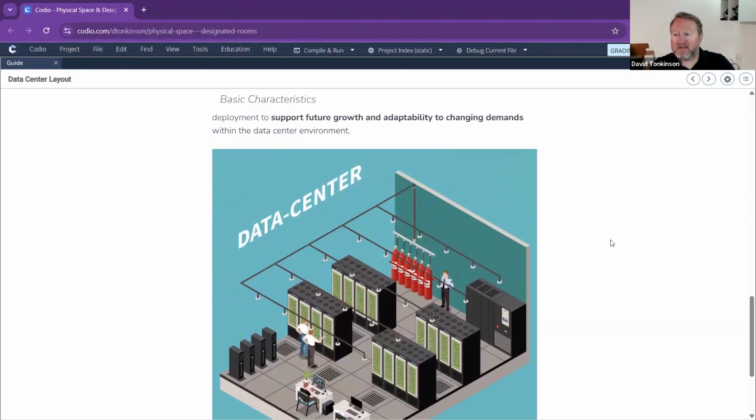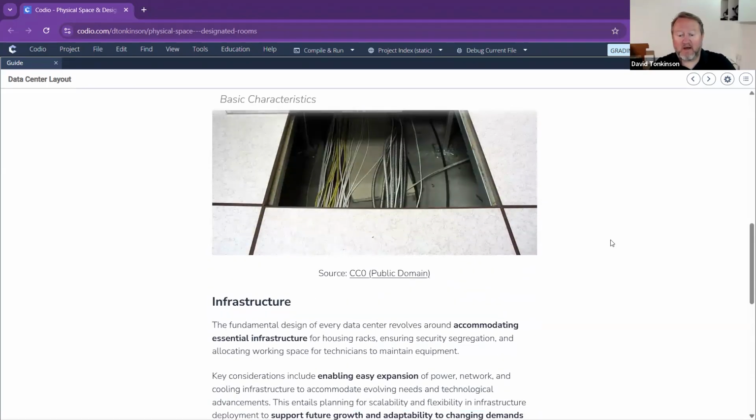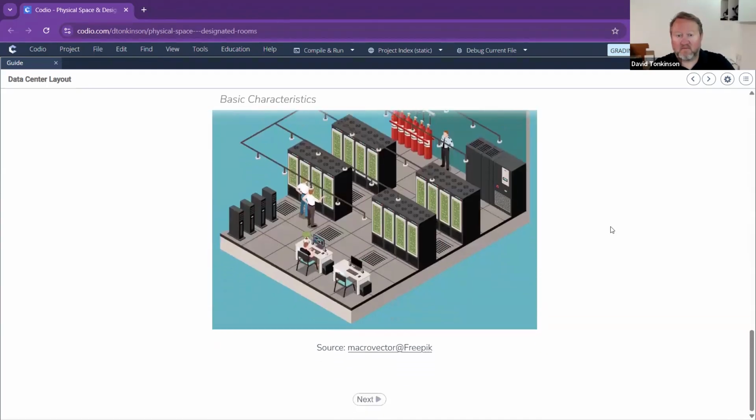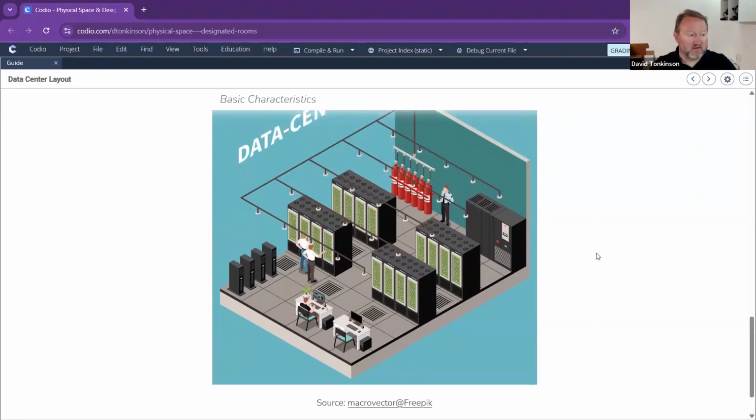Any questions about the basic characteristics of what we have in the data center? Great, looking pretty good then. Oh, hold on, I can see someone, Patrick's typing. Well done, Patrick. Oh, Patrick's got a very interesting question. I'm going to come to that. Let me just finish what I was saying here.